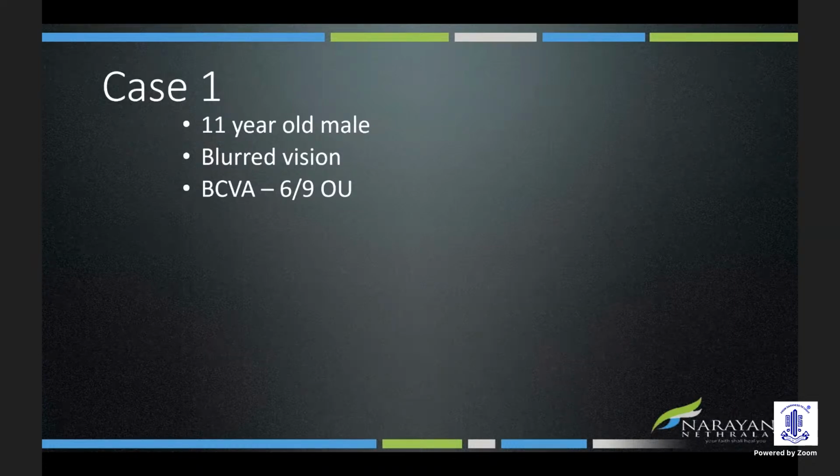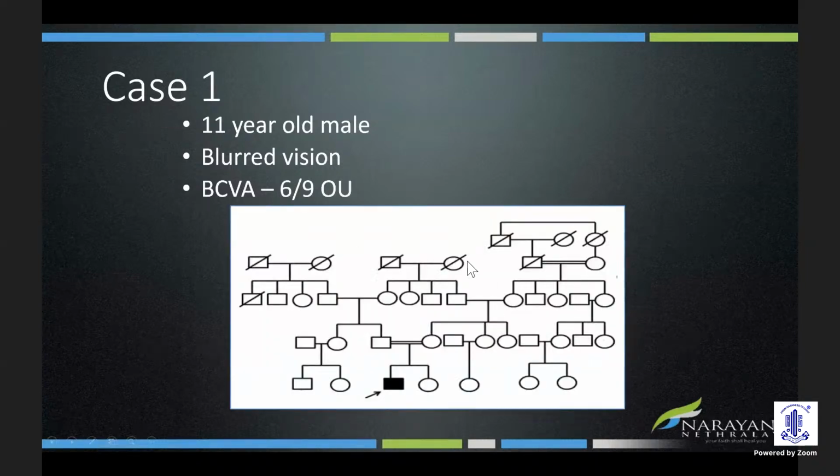This was an 11-year-old male who had blurred vision with a vision of 6/9. This is the pedigree chart of the proband. Whenever you suspect any genetic disorder, the first step is to make a very good pedigree. Our proband, the diseased person, is the person who first presents to the clinician. He was born out of a consanguineous marriage. That means the parents were related to each other, which is quite common in some parts of India.